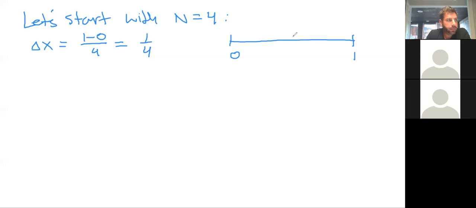And so if I want to break this into 4 pieces, all of equal width, the way I do that is chopping it up like this: 0 to 1/4, 1/4 to 2/4, and then 2/4 to 3/4, etc. Typically we give these names. We call this x sub 0, this x sub 1, this x sub 2, this x sub 3, and this x sub 4.